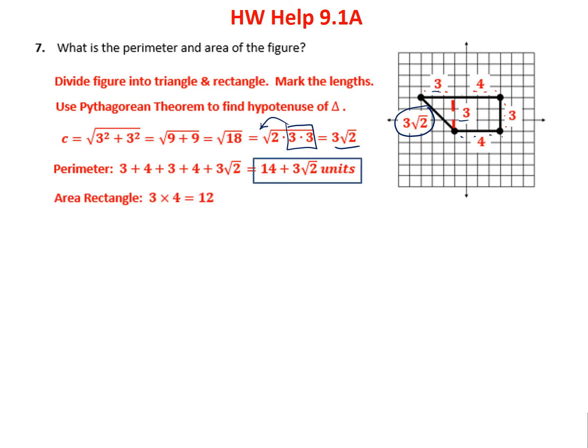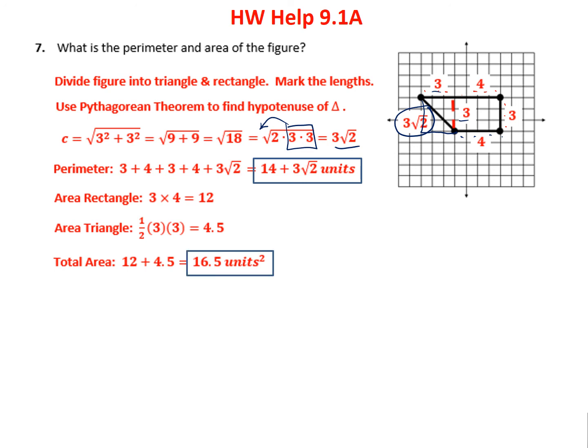Now to find the area, we're going to find the area of the rectangle and the area of the triangle and add them together. So the rectangle is easy. 3 times 4, 12. And our triangle is 1/2 the base times the height. You can almost see it here. If I had a figure here, 3 by 3, the triangle is half of that. So it's half of 9, or 4.5. So let's add them together. 12 plus 4.5, and our answer is 16.5 square units.